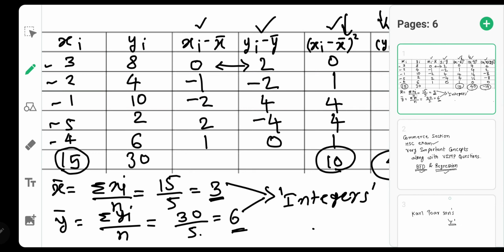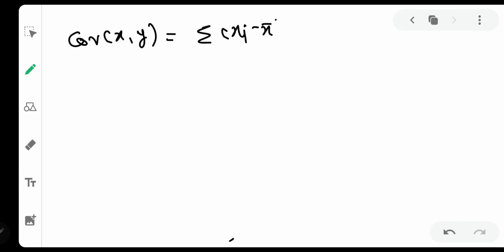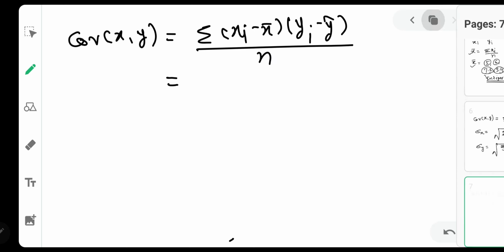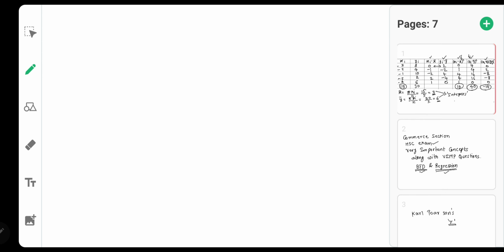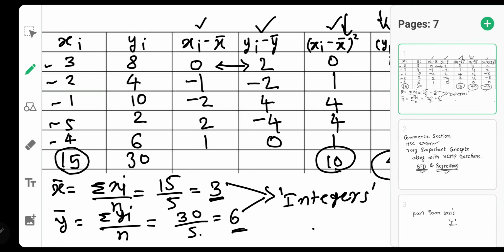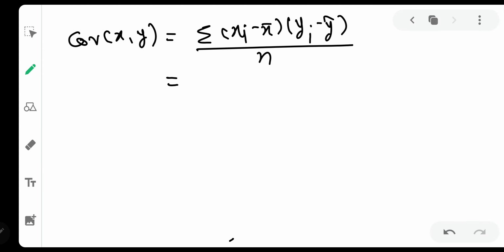Now what we will do is, first of all, let us calculate covariance of x comma y. What will it be? It will be simply summation xi minus x bar yi minus y bar upon n. That is the total number of observations. What is summation xi minus x bar yi minus y bar? It is the product summation, which was equal to minus 14. So let us go back and put down the value. It will be simply minus 14 upon number of observations was 5. After solving this we get minus 2.8.